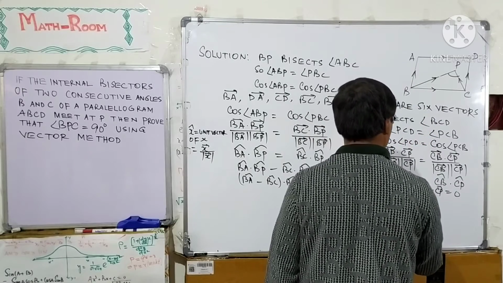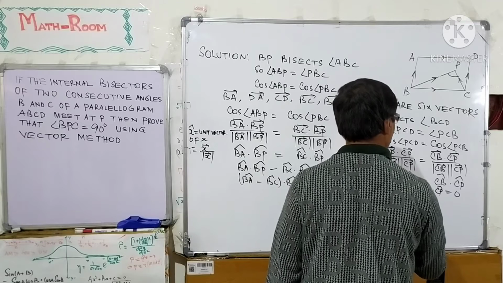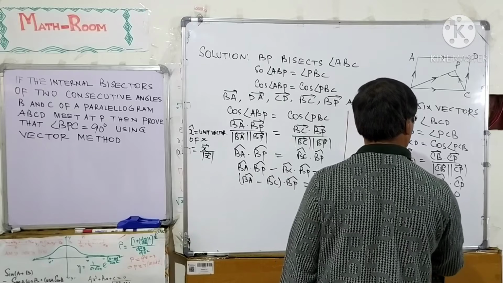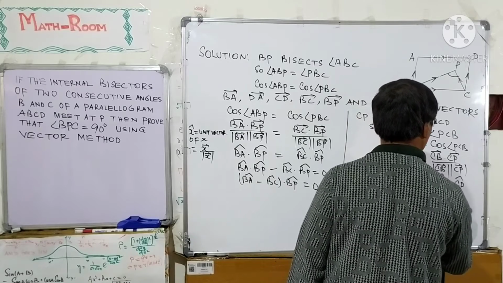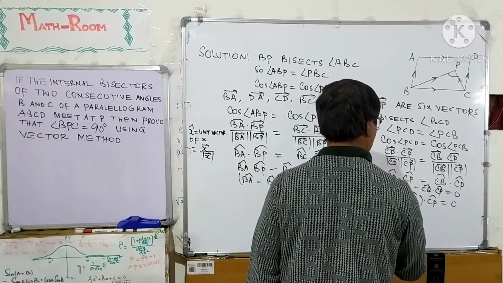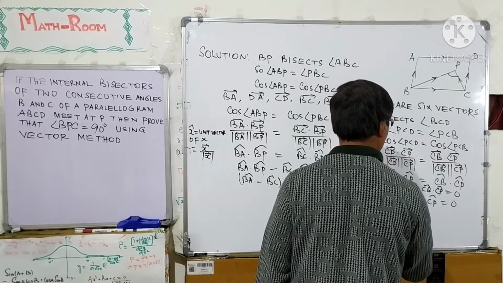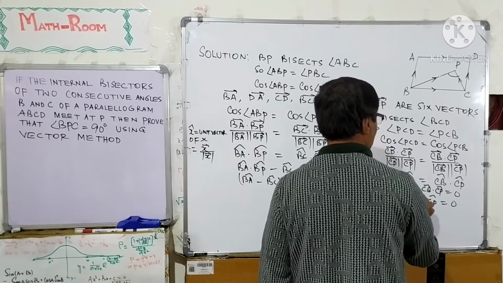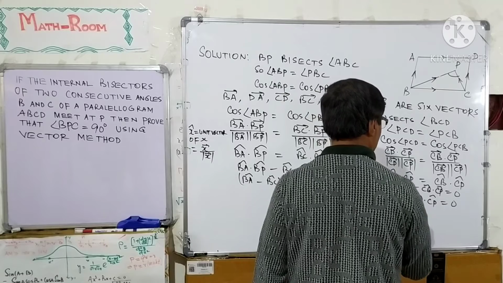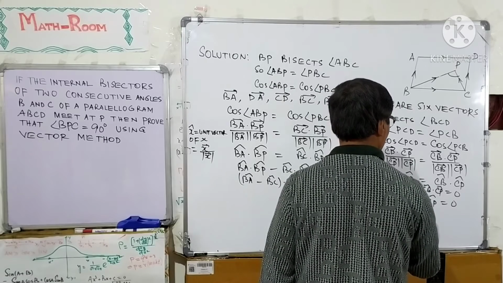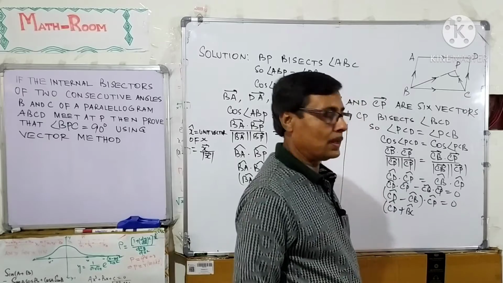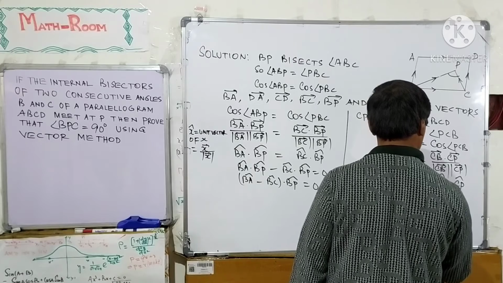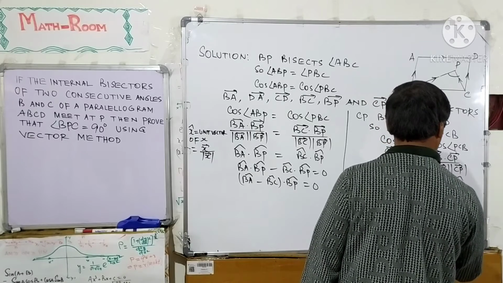So, we can write (CD cap minus CB cap) dot CP cap equal to 0, that is (CD minus CB cap) dot CP cap equal to 0. Minus CB cap can be written as plus BC cap, so (CD plus BC cap) dot CP cap equal to 0.